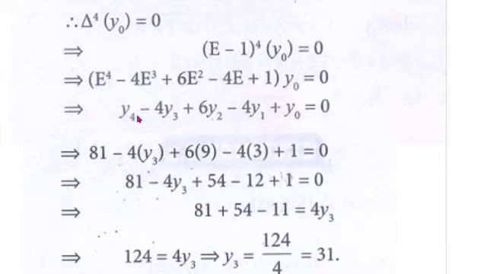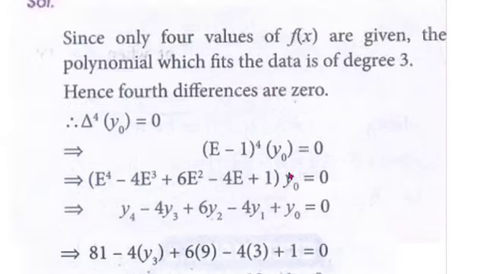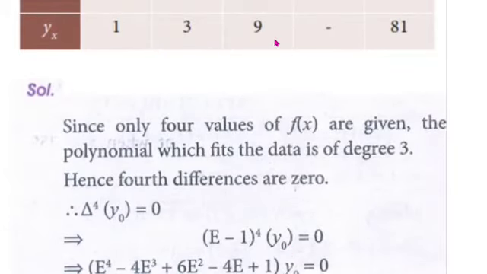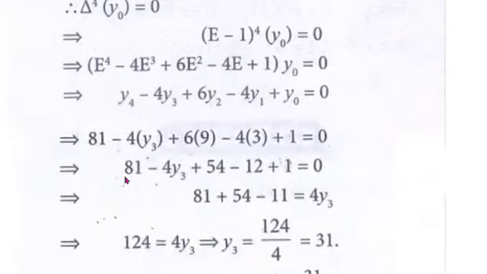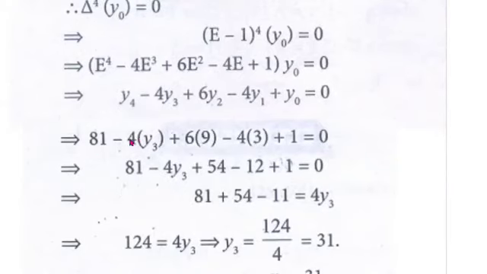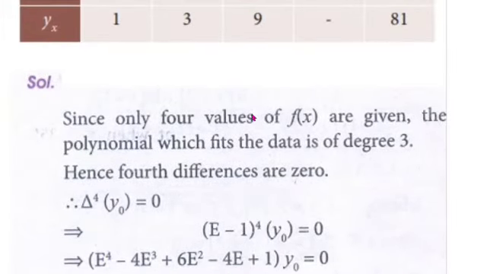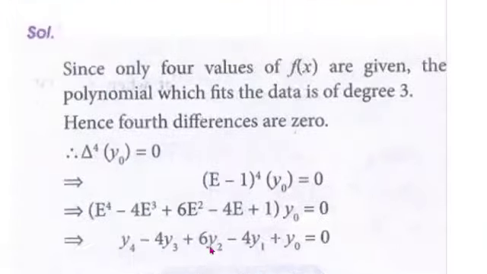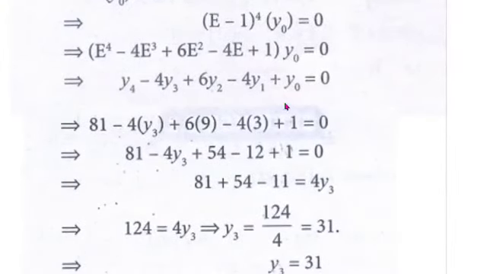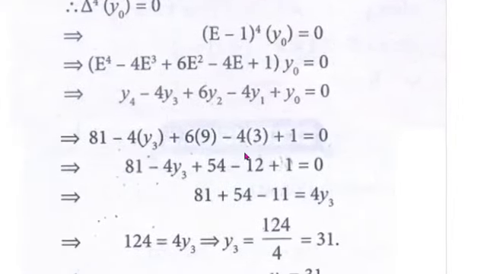Here the power of E appears as the suffix of y, since it acts on y0. Now y4 is given in the question: this is y4, y3, y2, y1, y0. The given y4 value is 81. The y3 value is the missing entry, which is unknown. For y2 the value is 9, substituted; for y1 the value is 3, substituted; and for y0 the value is 1, substituted. So all values in the table, y0, y1, y2, y4, are substituted; only y3 is the unknown missing entry that we have to solve. So we have minus 4 y3, 6 times 9 is 54, minus 4 times 3 is 12, plus 1.